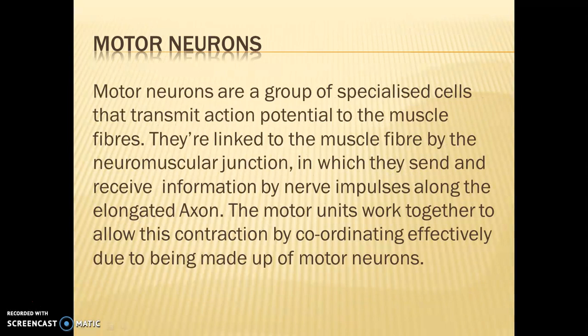Motor neurons. Motor neurons are a group of specialized cells that transmit action potential to the muscle fibers, enabling them to contract. They link to the muscle fiber via a neuromuscular junction, in which they send and receive information by nerve impulses along the elongated axon, made up of skeletal muscle. The motor units work together to allow this contraction by coordinating effectively due to being made up of the motor neurons.